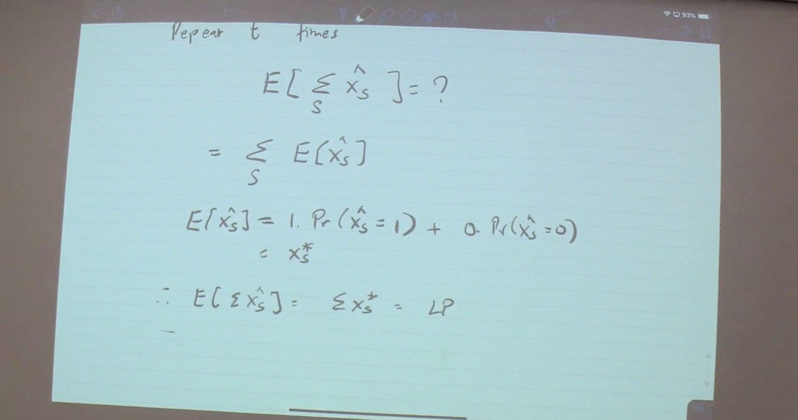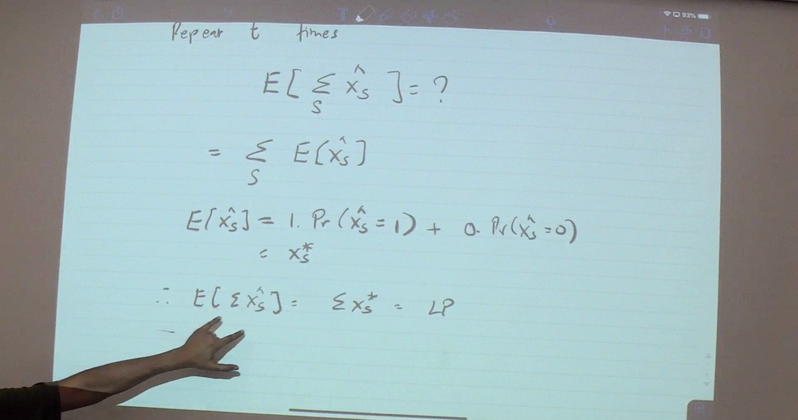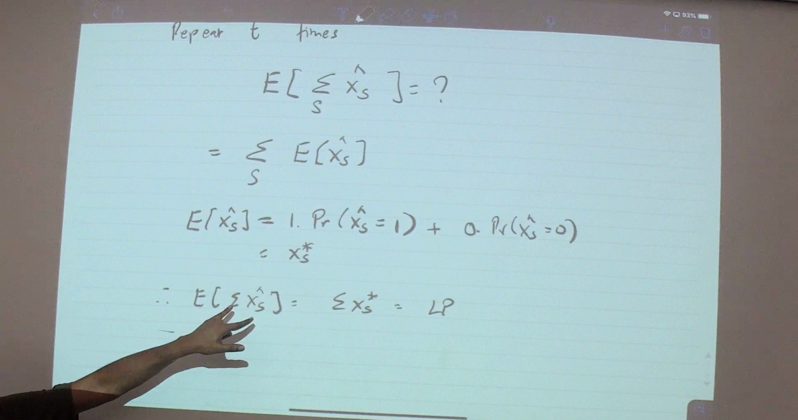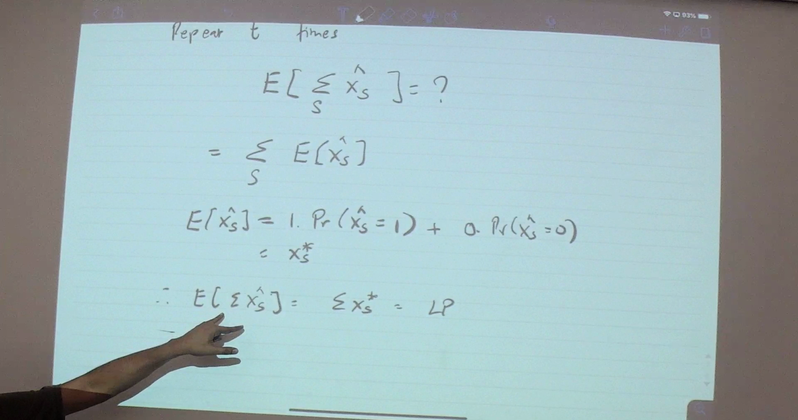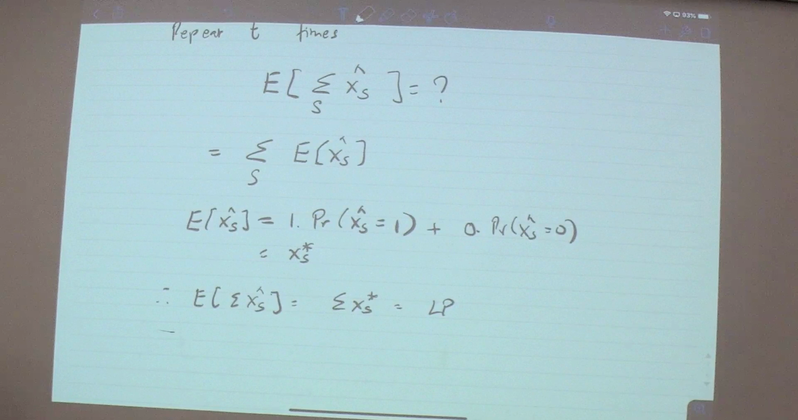Well, we've got something here. Is this a good thing or not? We've shown that the expected value of the sum of X_S hat is equal to LP. What is this quantity here? Forget the expectation. What is the sum of X_S hat representing? Yes, but even further back, in set cover, what is this representing? The number of sets we picked. So we're saying that the number of sets we pick is random, but its average value equals the LP.